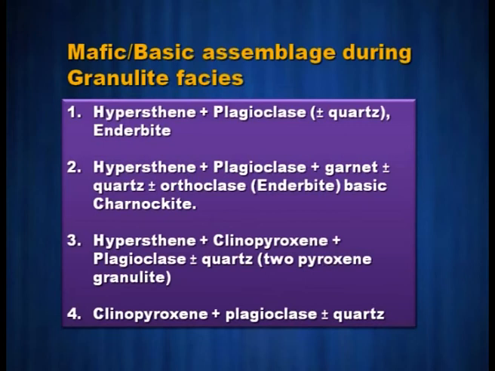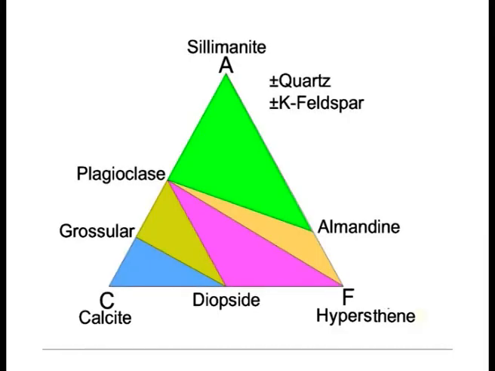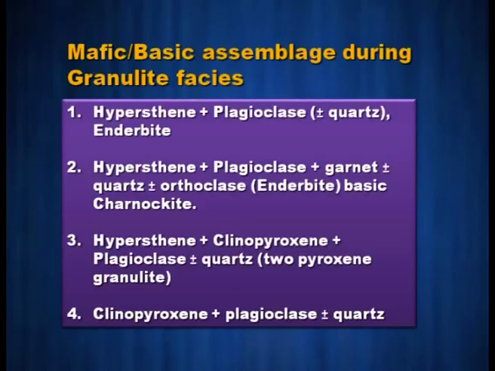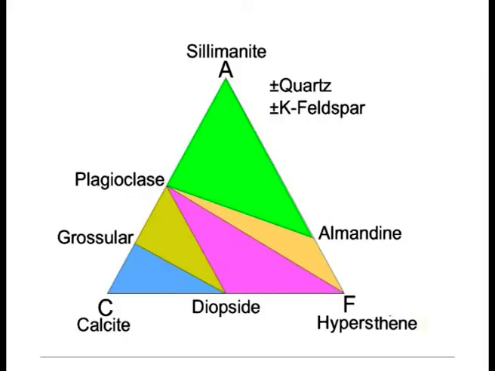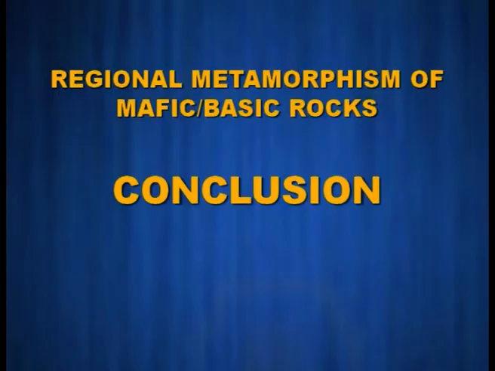Third assemblage: hypersthene plus clinopyroxene plus plagioclase plus or minus quartz, two-pyroxene granulites, because in this case both pyroxenes are present. Fourth assemblage: clinopyroxene plus plagioclase plus or minus quartz.